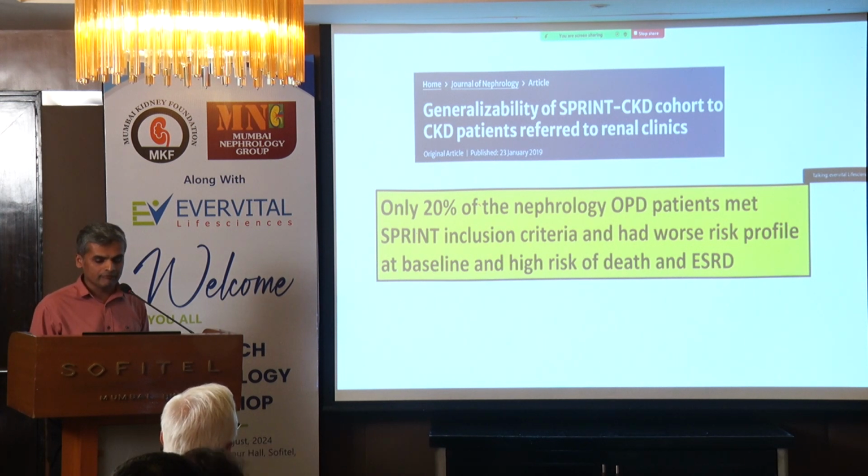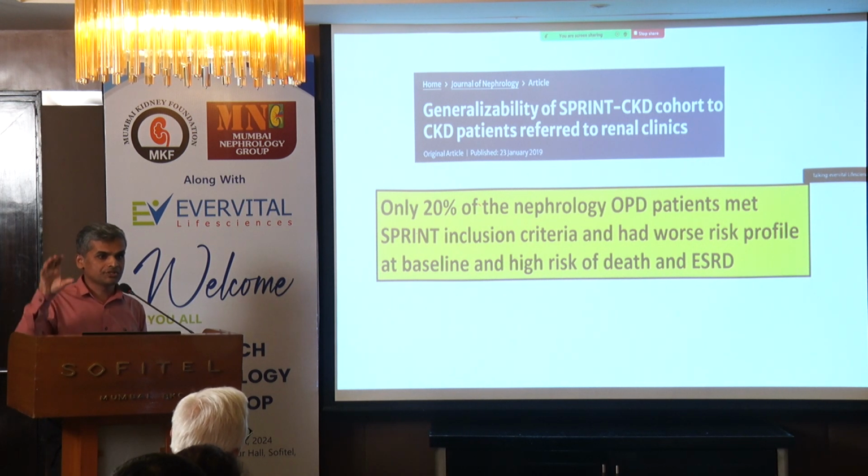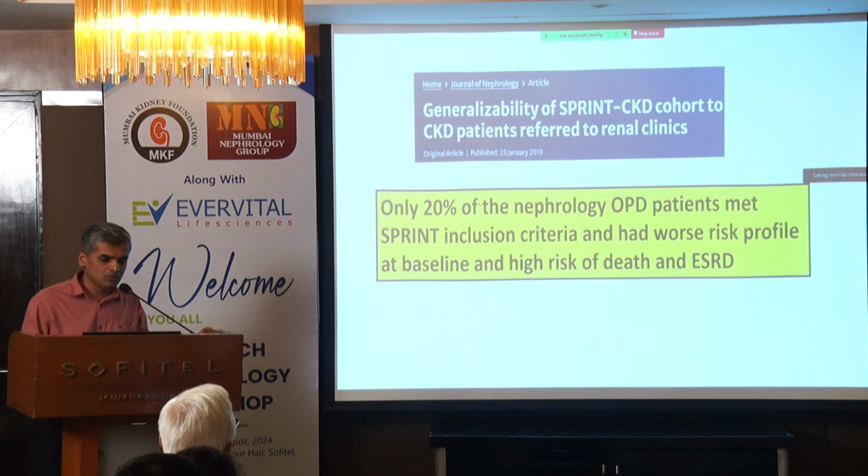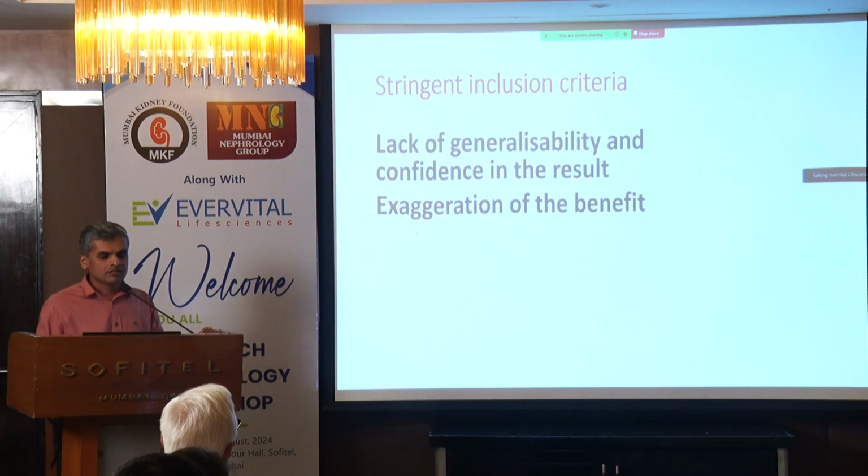And that is the very classic example of the SPRINT CKD cohort. This was a study actually done in one of the Italian clinics. Only 20% of the nephrology patients could match the SPRINT inclusion criteria. So how do we apply the guidelines based upon this trial to most of the patients with CKD? So if stringent inclusion criteria are there, results may not be generalizable to most of your patients. Sometimes they may exaggerate the benefits.